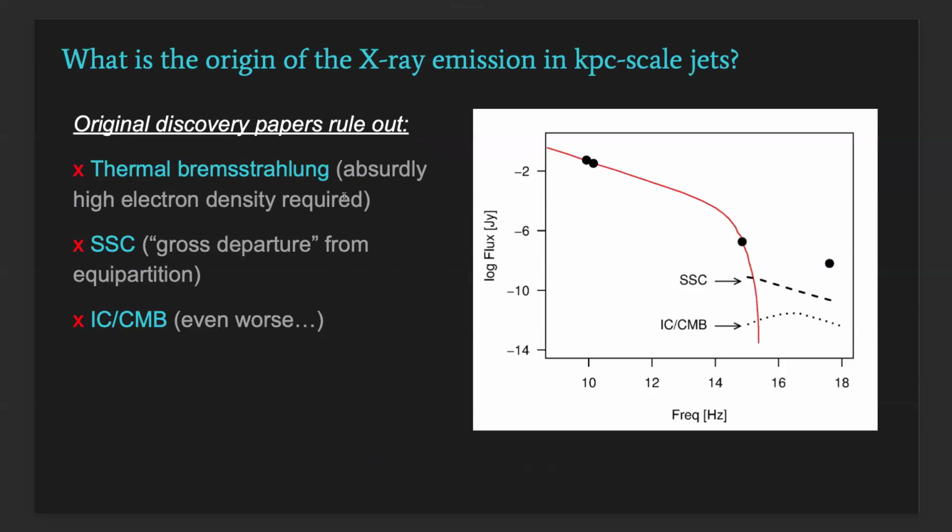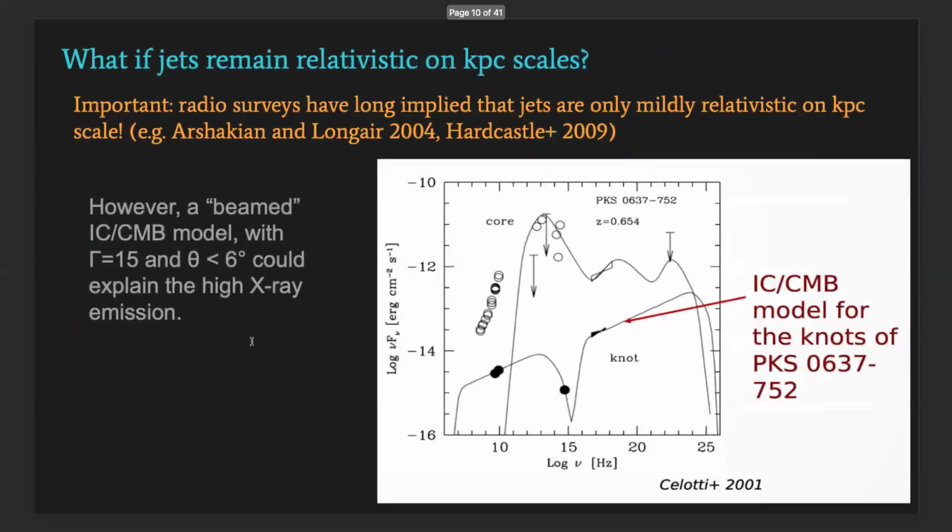So thermal Bremsstrahlung didn't make sense. Synchrotron self-Compton, ICCMB was an even worse model. This is from the original discovery paper. And so, of course, this was the origin of this idea that perhaps these jets remain highly relativistic on these very large scales, kiloparsec scales, and they're able to upscatter CMB through inverse Compton.